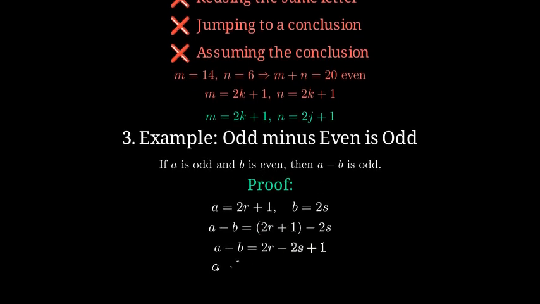Step 2. Compute the difference. We have a minus b equals 2r plus 1 minus 2s. Then we group terms. 2r minus 2s plus 1. Factor out 2. 2 times r minus s, plus 1.